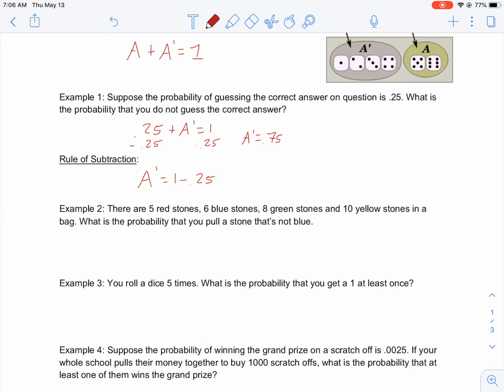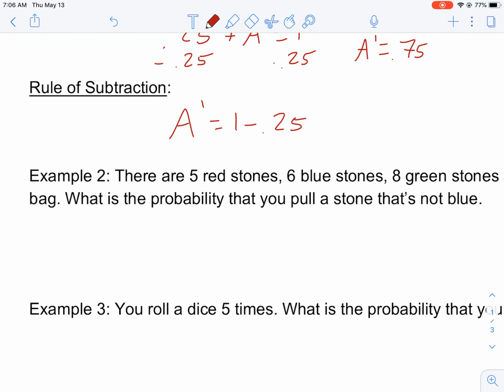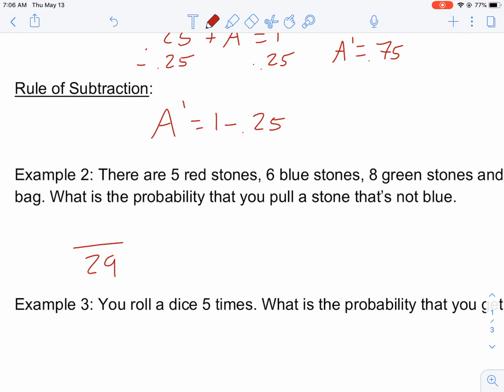We have a couple more examples. Number 2, there are 5 red stones, 6 blue, 8 green, 10 yellow. What is the probability you pull a stone that's not blue? Well, there are 29 stones, and 6 of them are blue. So if we do 29 minus 6, that's 23. So the probability of pulling a stone that's not blue would be 23 out of 29.